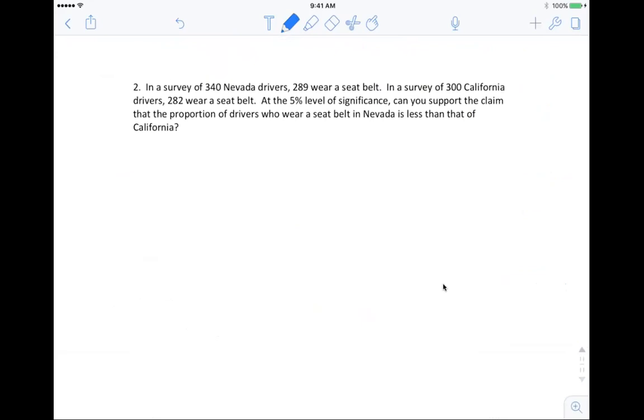Okay. So we've got Nevada versus California. Maybe I'll just outline what these values are. In a survey of 340 Nevada drivers, 289 wear seatbelts. So X1 is the 289, X is the smaller one, N is the bigger one. So sub 1s are Nevada. In California, X2 is 282, and n2 is 300.